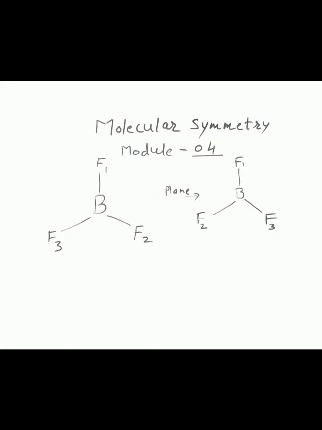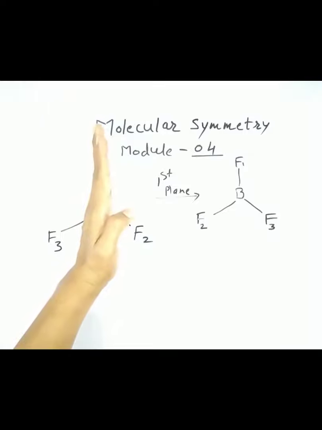Is there any other way by which you can pass the mirror plane in this BF3 molecule? Yes, of course. As I have passed the plane from F1 and boron, similarly we can pass the second mirror plane from F2 and boron. Can you see this F2 and boron like this? And then the third way, I can pass the mirror plane from F3 and boron. So this is the first plane I have passed from F1 and boron.